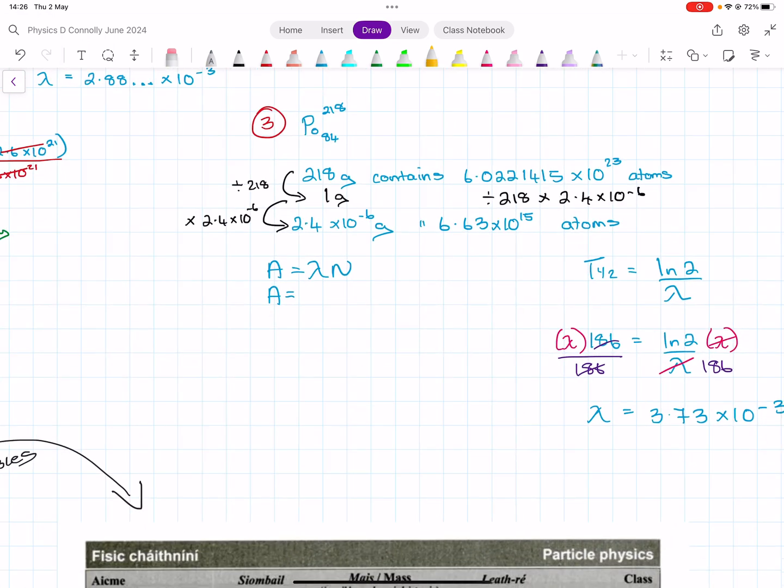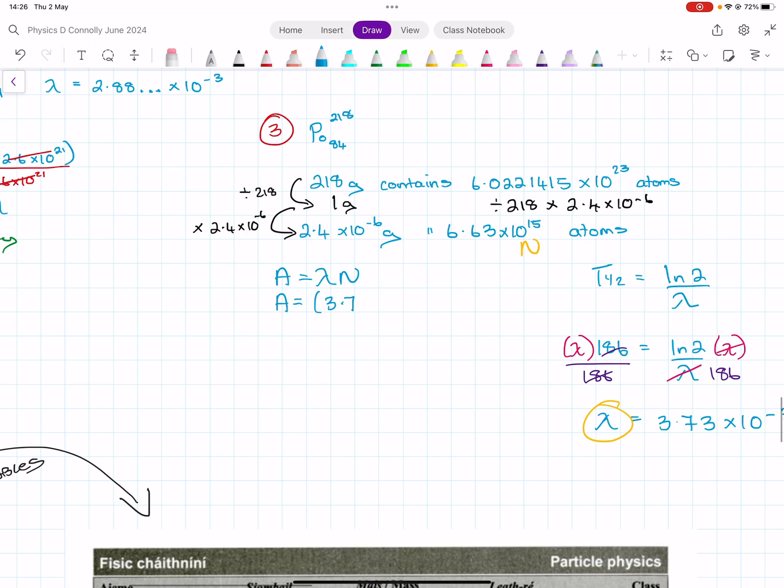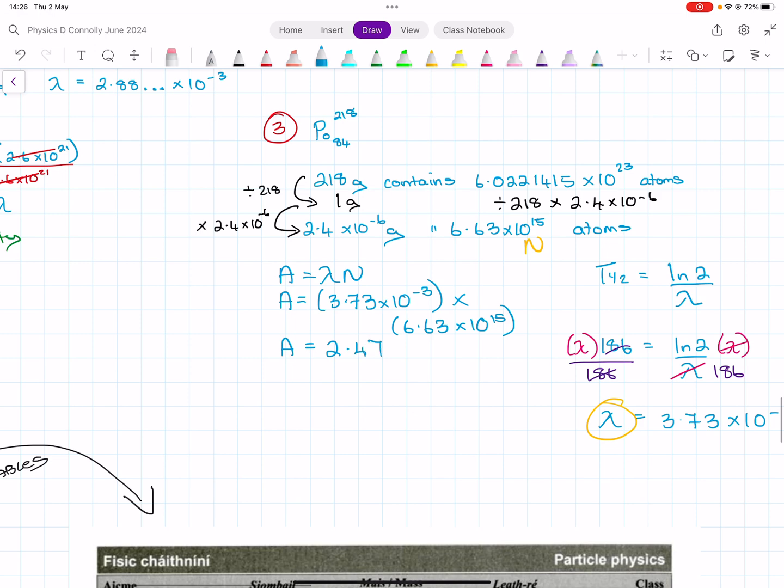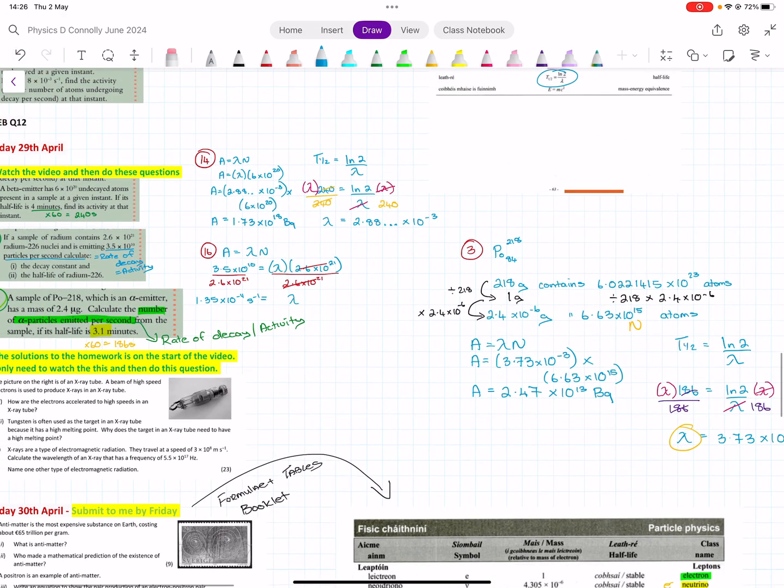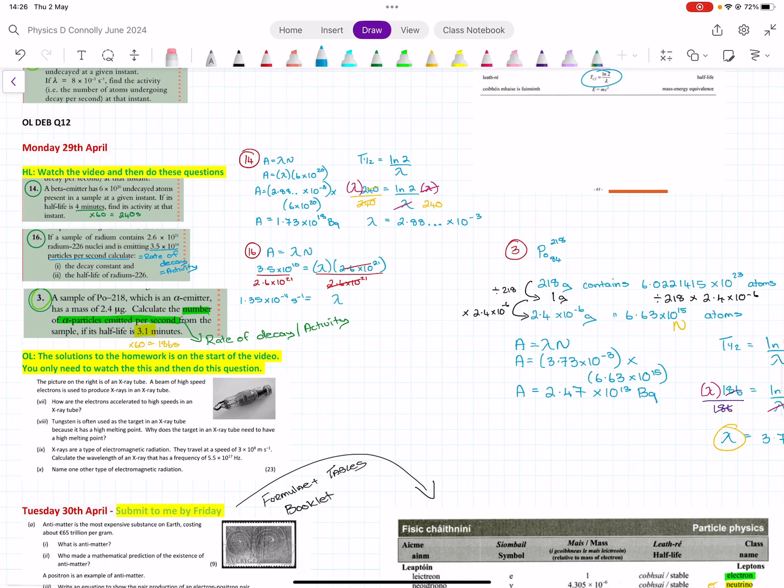And then I have N here, obviously lambda here, so I put them together. I get 3.73 by 10 to the minus 3 multiplied by 6.63 by 10 to the 15. I'm getting 2.47 by 10 to the 13. Oh, sorry, becquerels. I will check that they're right. I don't have the book here, but I'll check. But yeah, hopefully that's okay.